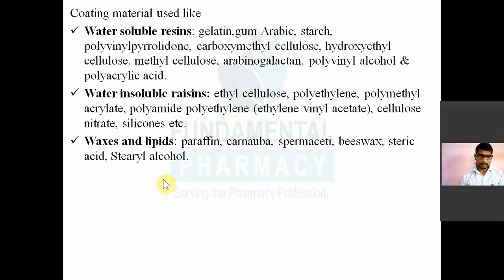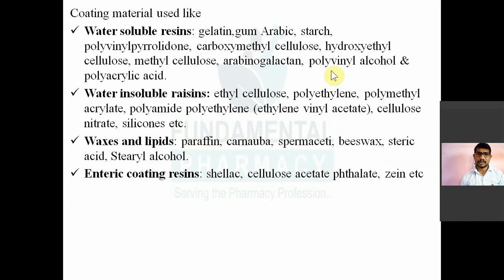The next one, the third class, is waxes and lipids. So paraffin wax, carnauba wax, spermaceti, beeswax, stearic acid and stearyl alcohol. These also can be used to coat the core material. Now this belongs to the waxes and lipid class. Next one is the enteric coating resin, this is the fourth. So shellac, then cellulose acetate phthalate, then zein. These are the enteric coating polymers which can be used to microencapsulate the core material.